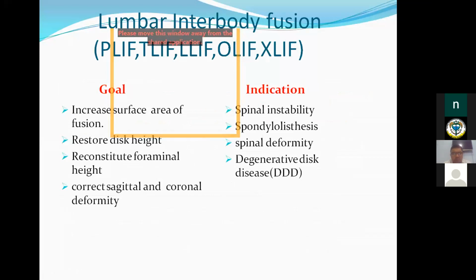Another is the lumbar interbody fusion. There are a lot: either posterior, transforaminal, lateral, oblique, or XLIF. Whatever the interbody fusion, the goal is the same: to increase the surface area, restore the disc height so that the foraminal height is maintained, and also to correct the deformity.